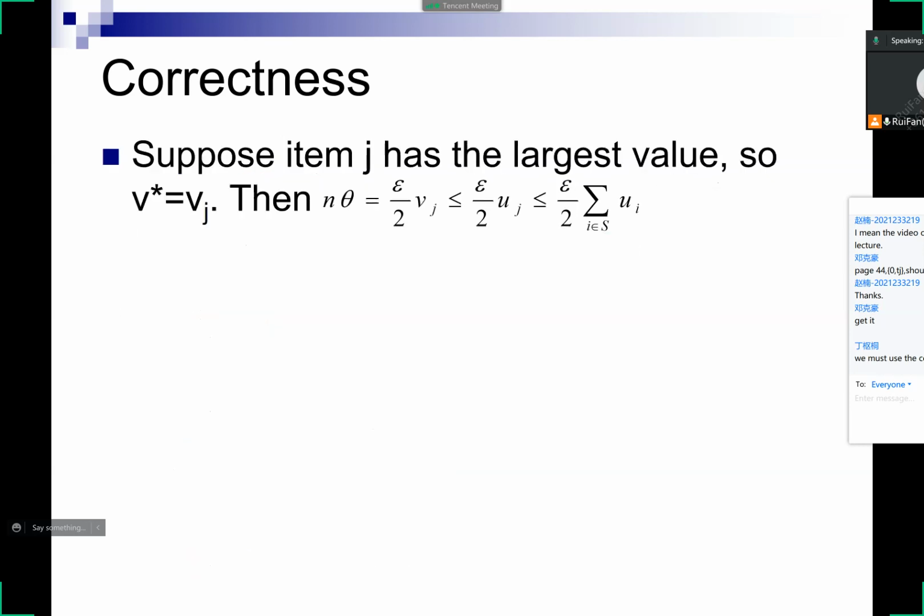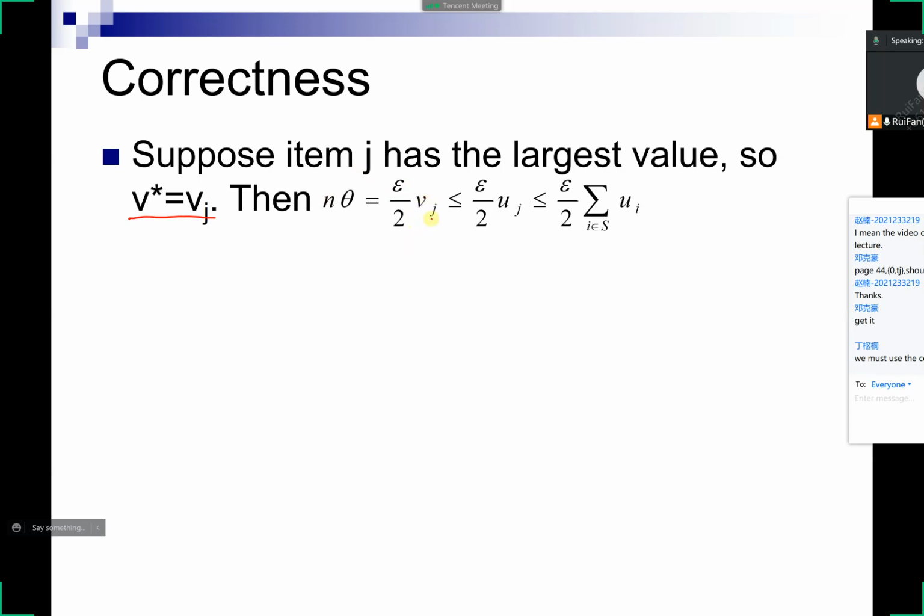Now we have some item which has the largest value. Suppose it's the jth item, so v star equals the value of the jth item. Then theta was equal to epsilon times the largest value, which is vj, divided by 2n. That's how we define theta. So therefore n times theta is going to be equal to epsilon vj divided by 2.